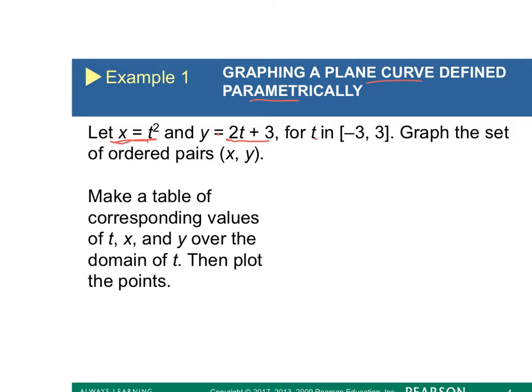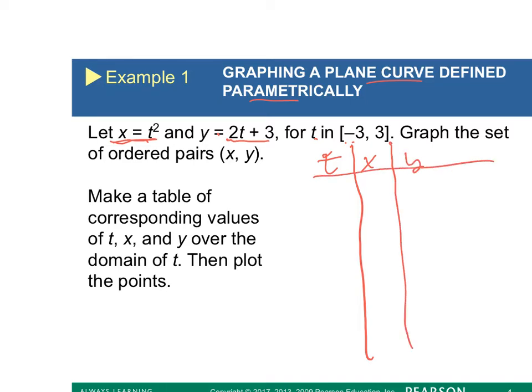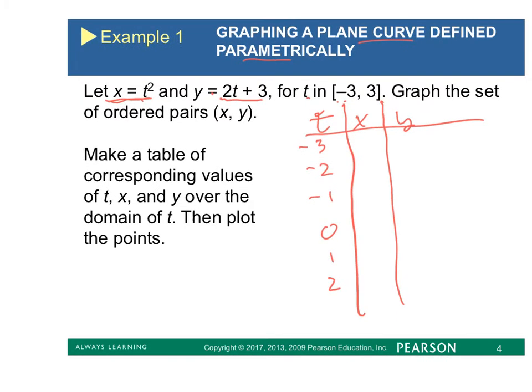My t's are going from -3 to 3. So we make a table, and we'll start out with our t values. Then, since we know what t's are changing to, they will create different x's. They'll create different y's. So the t's he's using are -3, -2, -1, 0, 1, 2, and 3.